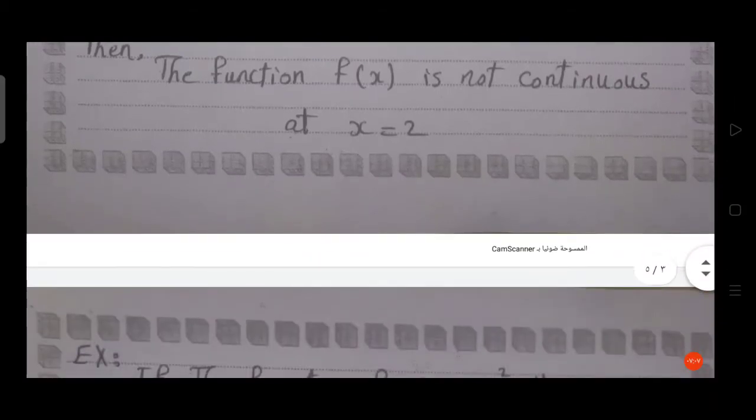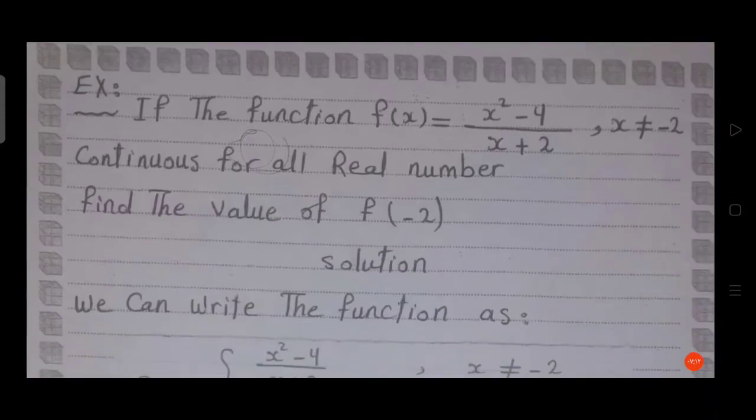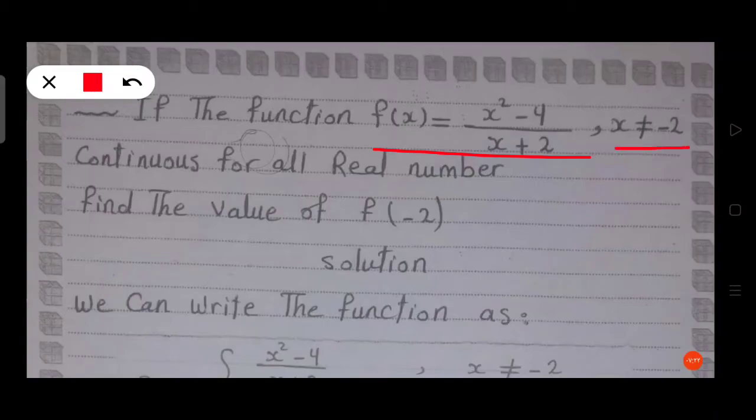The following example is given by: if the function f of x equals x squared minus 4 over x plus 2 at x not equal 2 is continuous for all real numbers, find the value of f of negative 2.